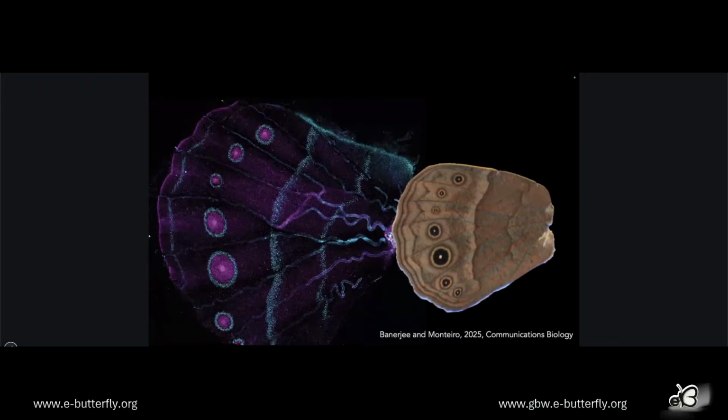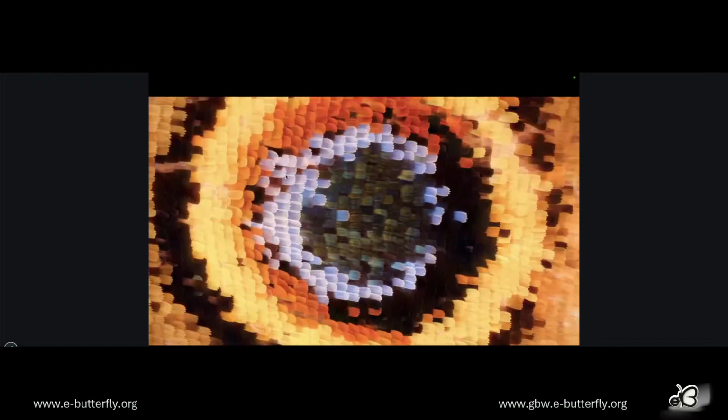And so these genes, we've later discovered, for instance, that both optix and Spalt are required for the production of orange scales and black scales, because if you disrupt these genes, you disrupt the production of those types of scales. So this is, in the end, what an eye spot would look like.